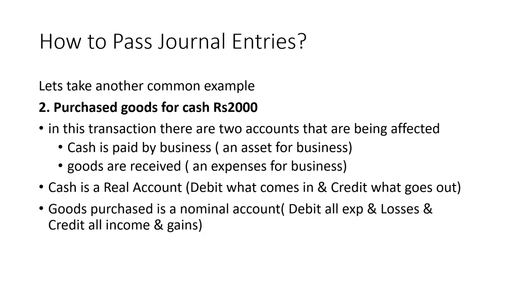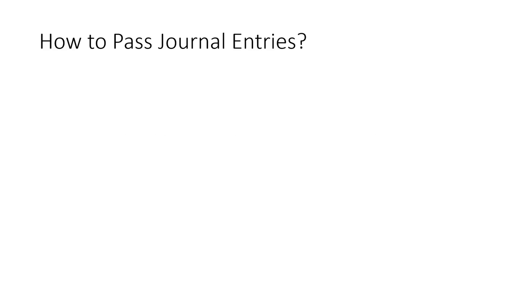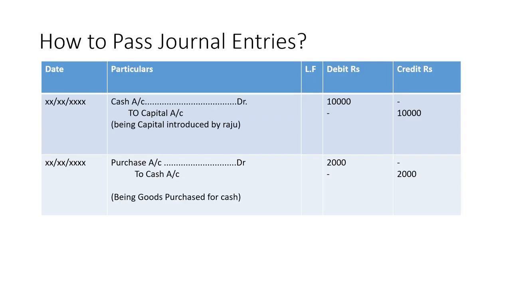And goods purchase is a nominal account, so the nominal account rule says debit all expenses and losses and credit all incomes and gains. So purchase is an expense, so it will be debited. It will look like this in the journal entry. We'll make one more row in the journal entry, write the date, and we'll write purchase account debit to cash. Purchase account is a nominal account. Debit all expenses and losses.